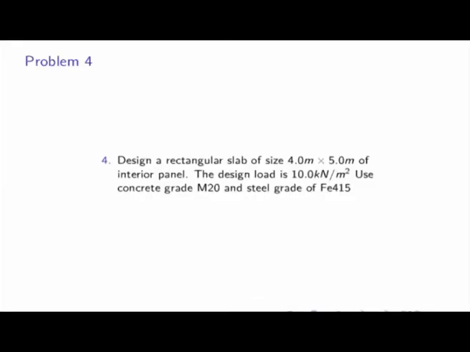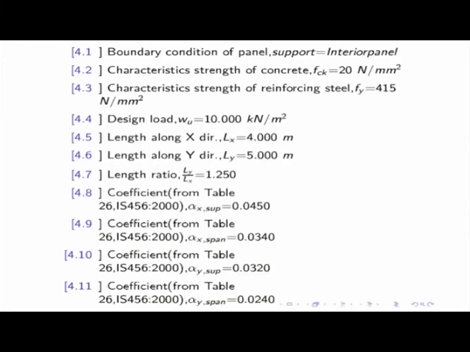Okay. So here: design a rectangular slab of size 4 meter into 5 meter of interior panel. The design load is 10 kN per square meter. Again I am taking 10 kN. Use concrete grade M20 and steel grade Fe415. So the boundary condition of the panel support, that is interior panel. Characteristic strength 20 Newton per square millimeter, steel strength 415 Newton per square millimeter, design load 10 kN per square meter.